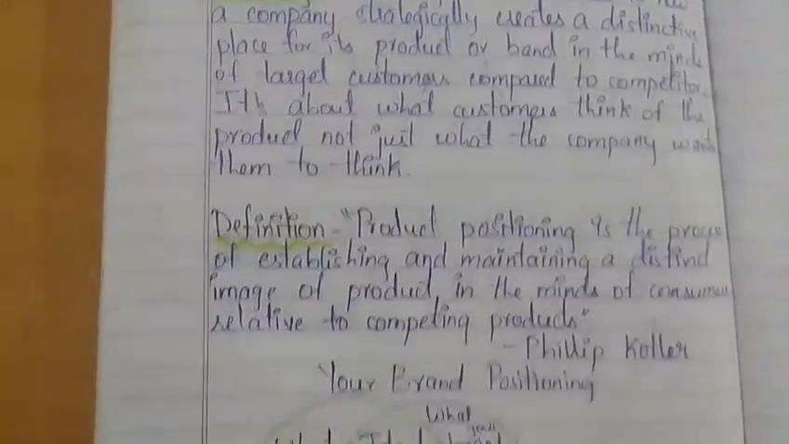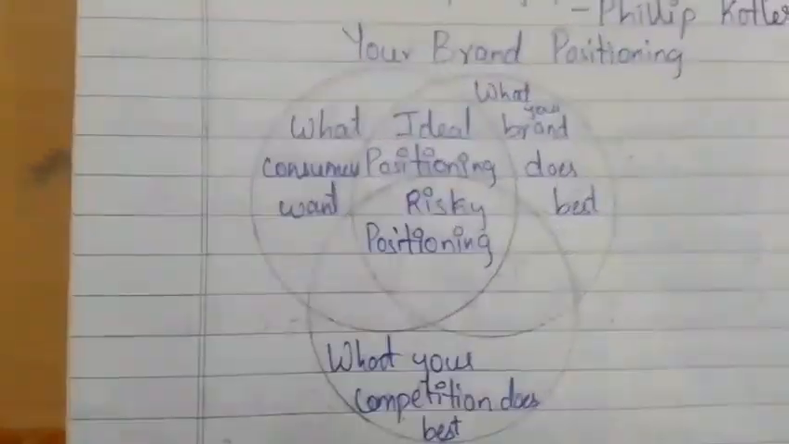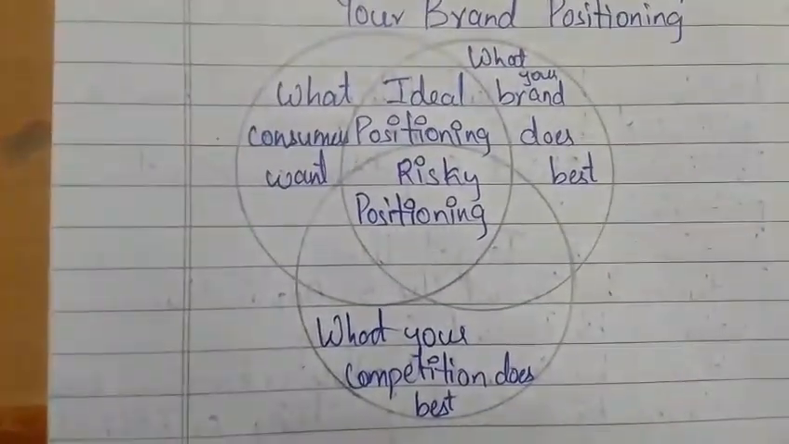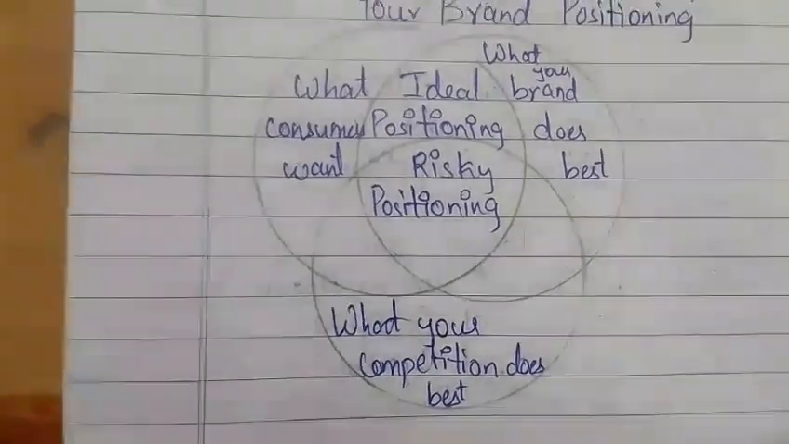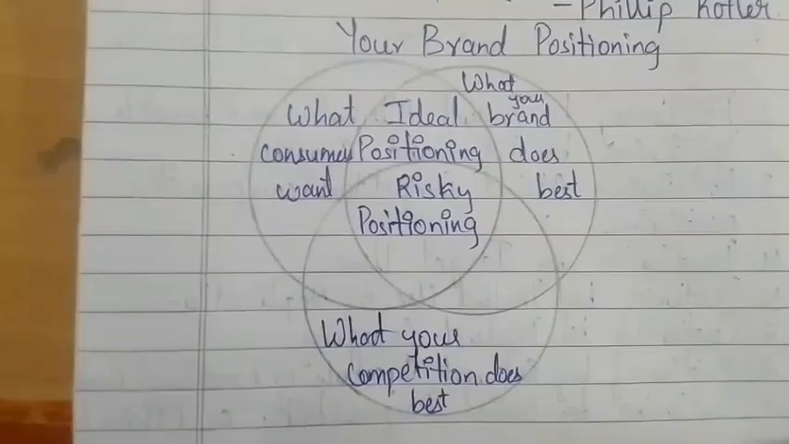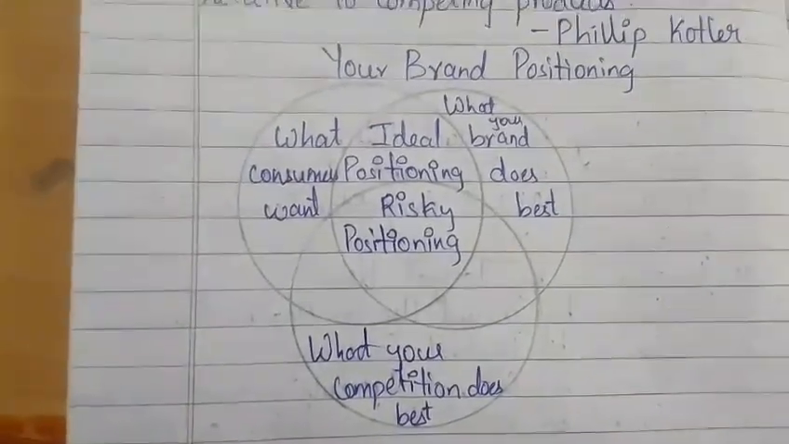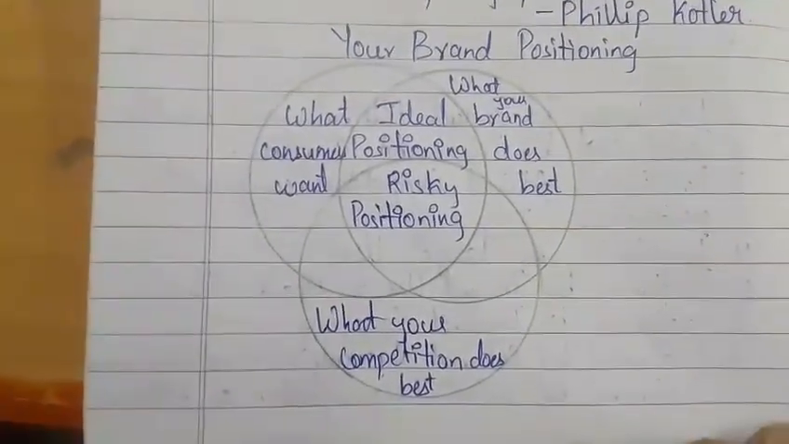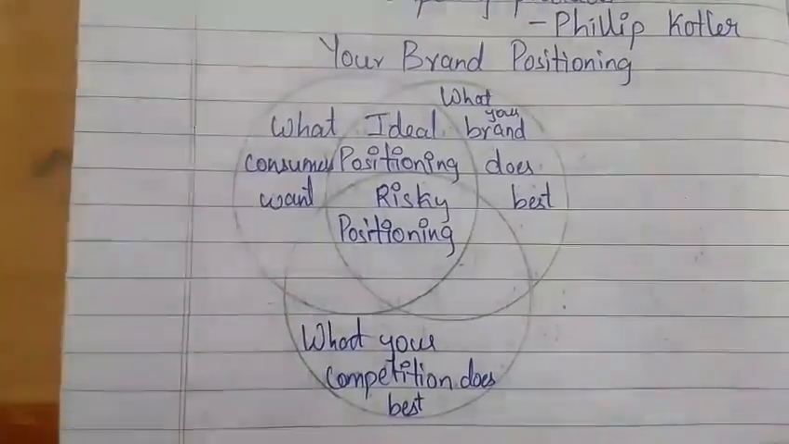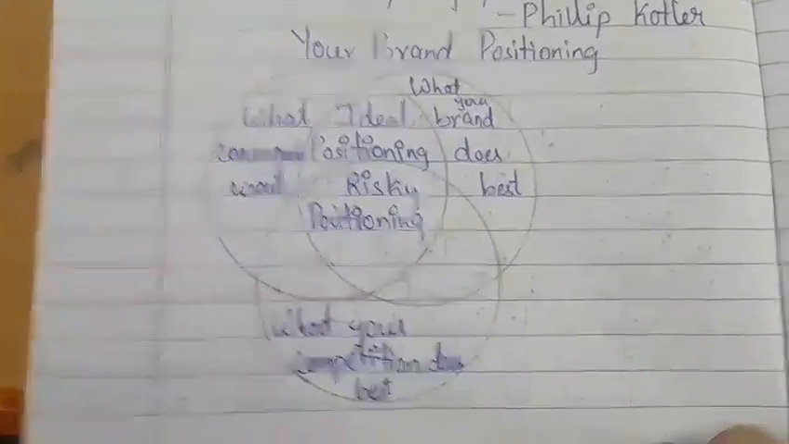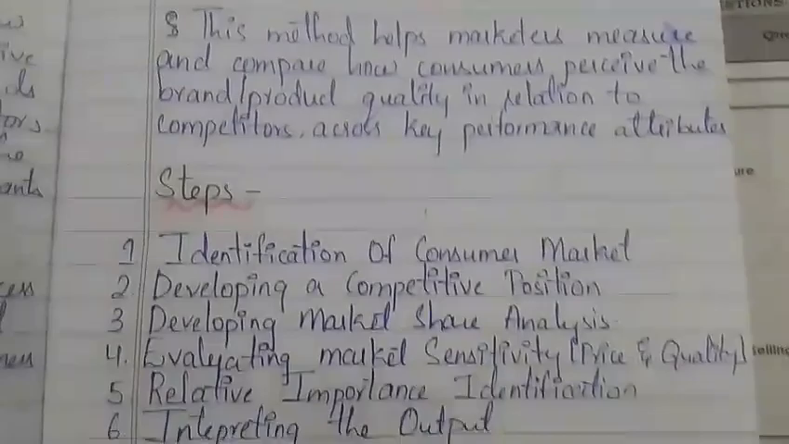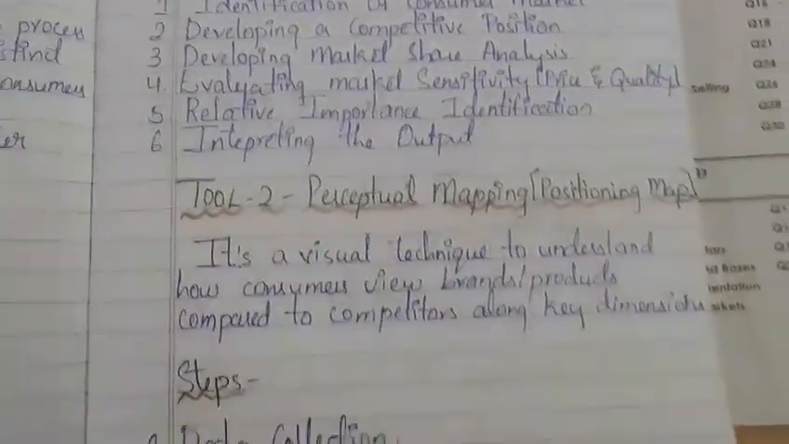So there are certain tools that you need to follow. See, this speaks all about it. What consumer wants, what your brand gives the best, what your competition does, or risky positioning, ideal positioning. So this is something like a mathematical Venn diagram. So what is your brand good at? Looking at all these aspects, you will position your product. So these are certain tools of product positioning and steps.